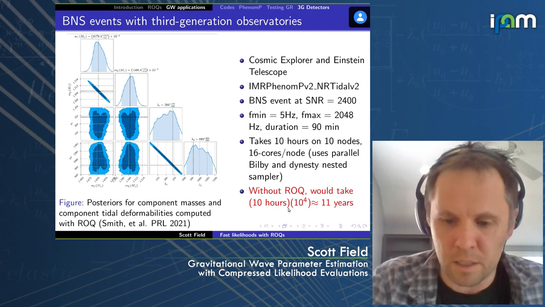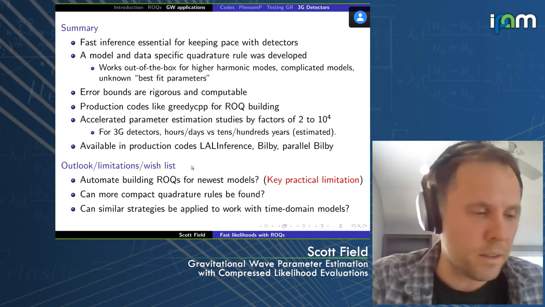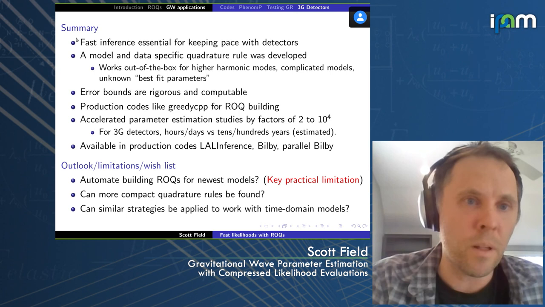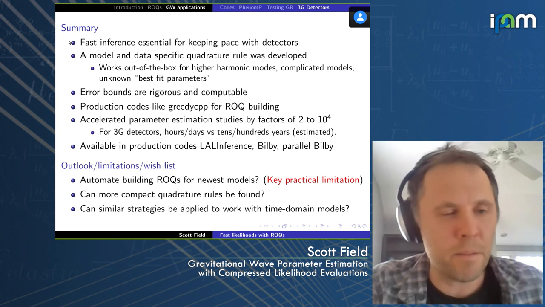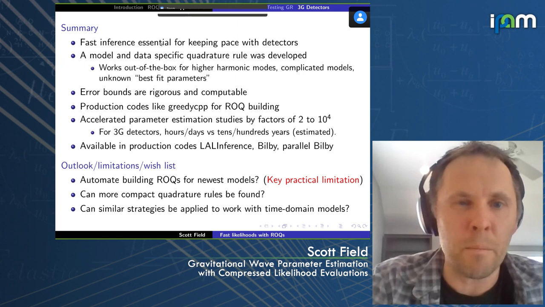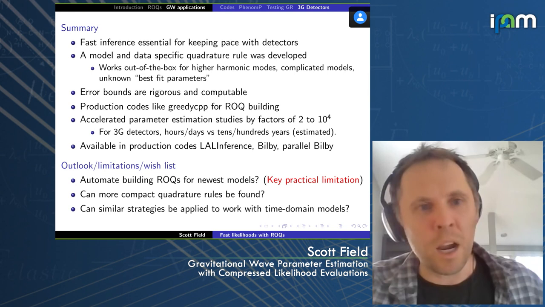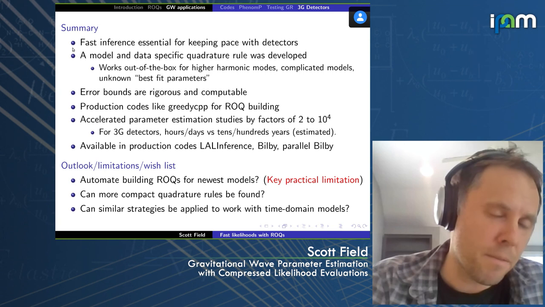Okay, so I think I'm pretty much done. And just a quick summary of where things stand. As Stephen also pointed out, and I think many others have, there's no shortage of ideas and approaches we need to take for fast inference because detectors are getting better, the SNRs are going up, so we're seeing more signals at higher SNRs, and the durations of the signals will become longer.